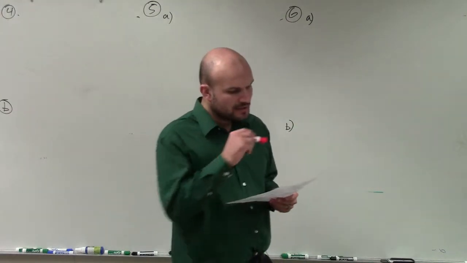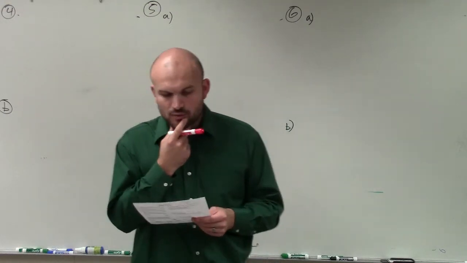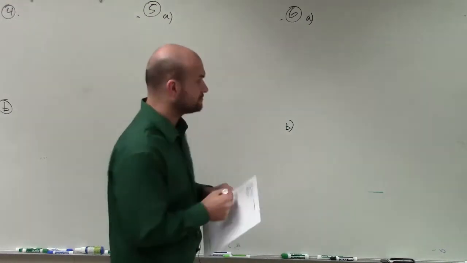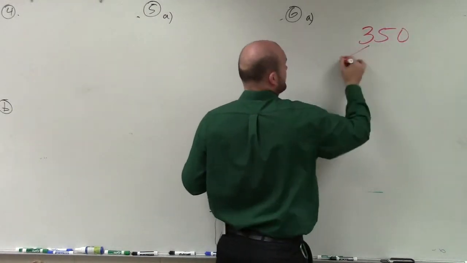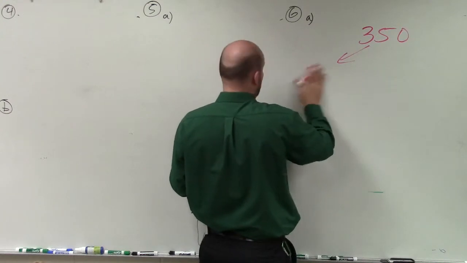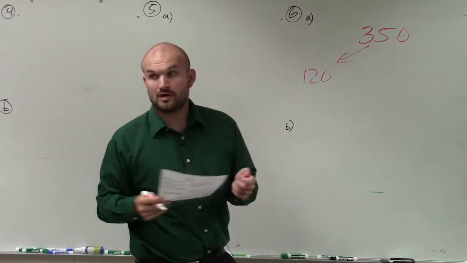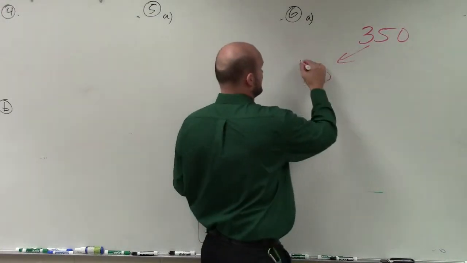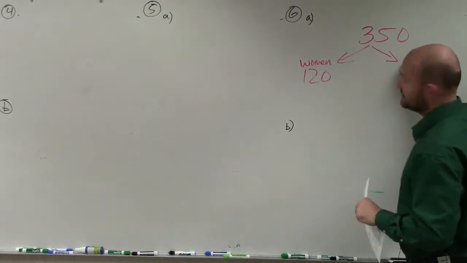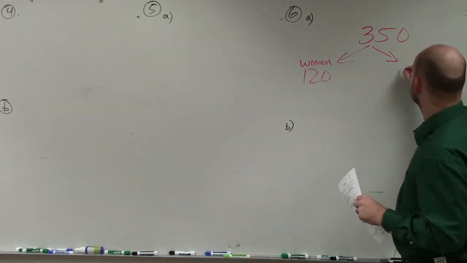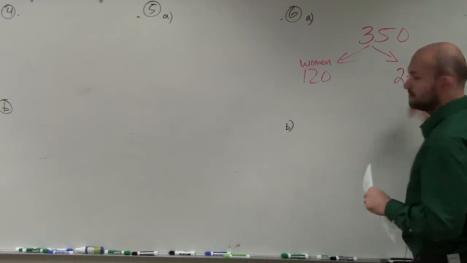So this one says, in a company of 350 employees, 120 of the employees are women. So when I did this problem, I just break it up. I have 120 women. Therefore, the number of men is going to be 350 minus 120, which is 230 men.